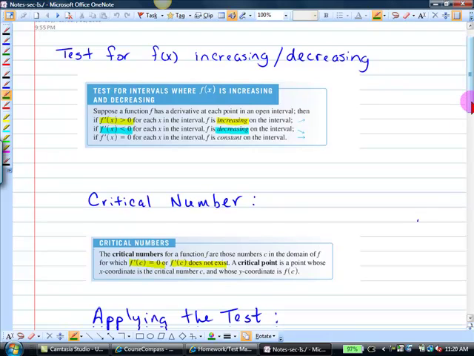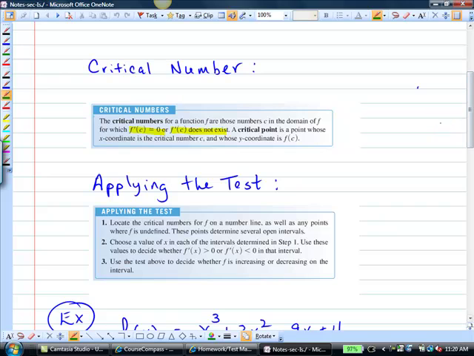Critical numbers. Critical numbers are those numbers where either the derivative equals 0 or the derivative doesn't exist. So those are critical numbers, and we're going to be finding those. We're going to find the derivative, we're going to set it equal to 0, we're going to get a critical number. Okay, so we will do that.